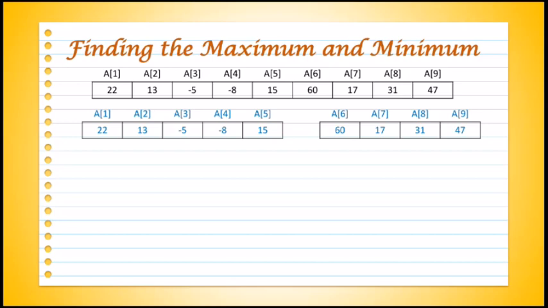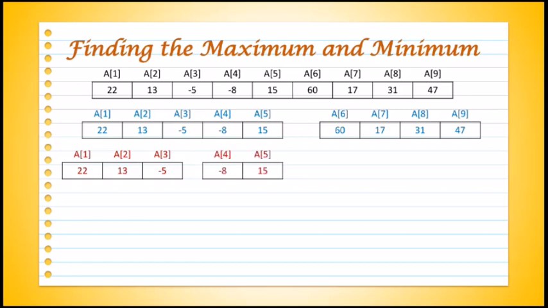As per our definition, there should be only one or two elements in the smaller arrays. Because there are 5 elements in the first array and 4 elements in the second array, we will apply the same strategy, that is to divide these arrays into smaller instances. In the first array the middle value is 3. So our first array will be from first to third element, and this will be our second array.